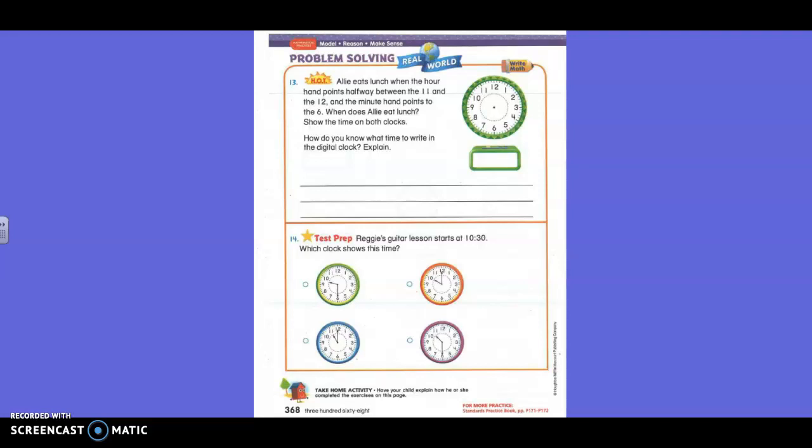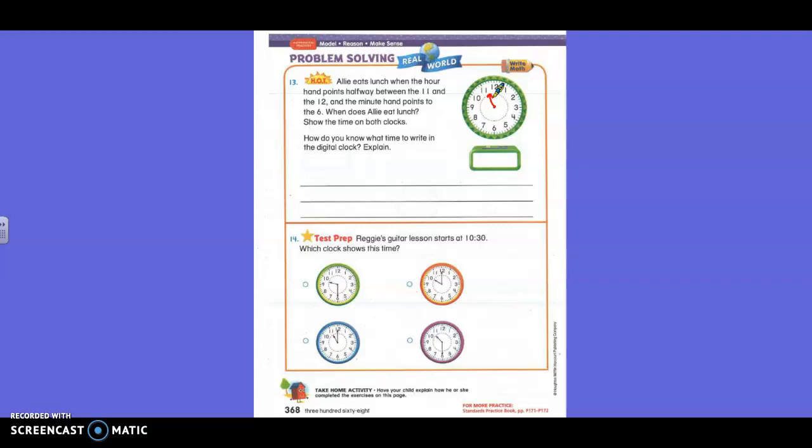Let's start with the first part. What do we need to do? Lena? Point the little hand, which is the hour. Okay, I really want you to say hour and minute hand, okay, instead of little and big. The hour hand needs to point between 11 and 12. Okay, the hour hand needs to point between the 11 and 12. Okay?